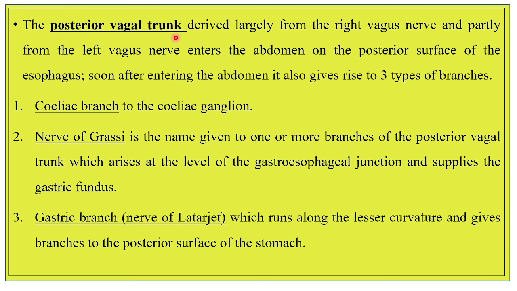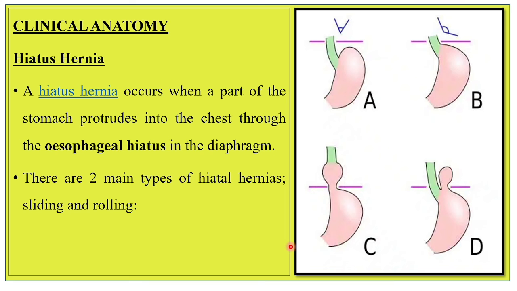The posterior vagal trunk, derived largely from the right vagus nerve and partly from the left vagus nerve, enters the abdomen on the posterior surface of the esophagus. Soon after entering the abdomen, it gives rise to 3 branches, the same as the anterior vagal trunk. You have the celiac branch, which goes to the celiac ganglion, and the nerve of Grassi, the name given to one or more branches of the posterior vagal trunk, which arises at the level of the gastroesophageal junction and supplies the gastric fundus. You also have the gastric branch, the nerve of Latarjet, which runs along the lesser curvature and gives branches to the posterior surface of the stomach.